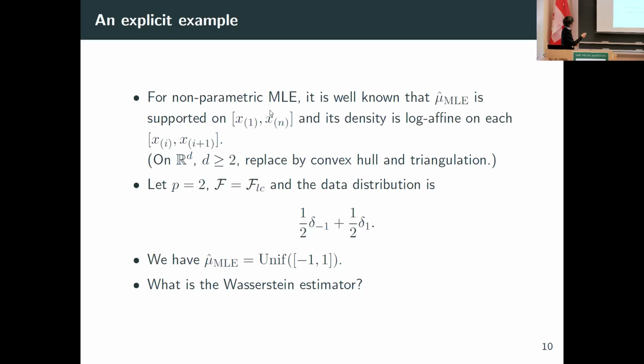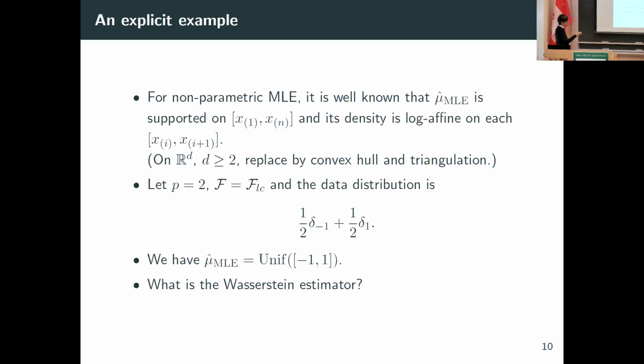Okay, so we know that in the one-dimensional case, for example, the MLE in the log concave case is always supported between the minimum and the maximum points of the data. In general, it is supported on the convex hull of the data in the multivariate case. And the density is log affine between the data points. So this means that you can triangulate the data and then you can do a finite dimensional optimization.